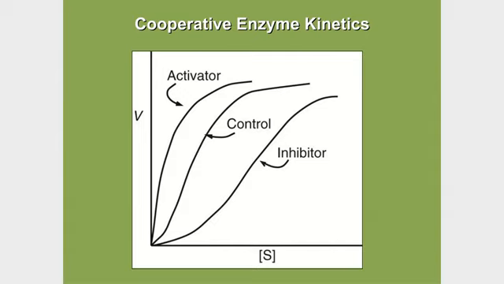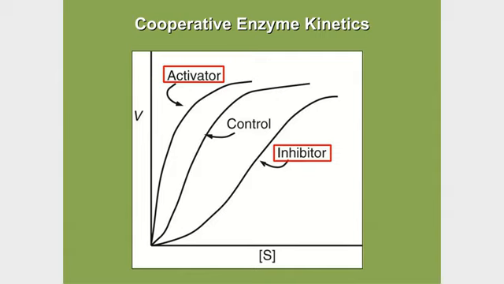Now, what's important about an allosteric enzyme is if an activator is added to the enzyme, the activator will shift the curve to the left. So here's an activator that now will shift the curve to the left, making the enzyme work better. If, on the other hand, an inhibitor is added to the enzyme, it'll shift the curve to the right.